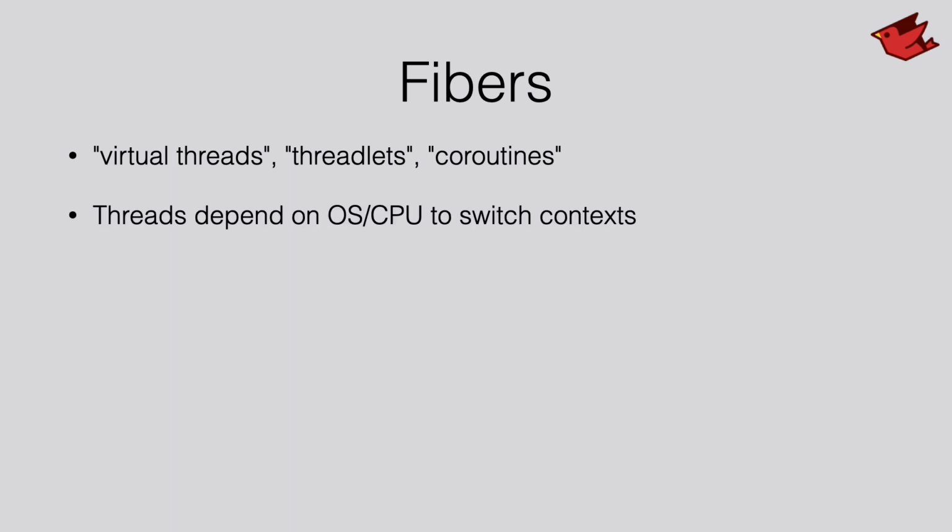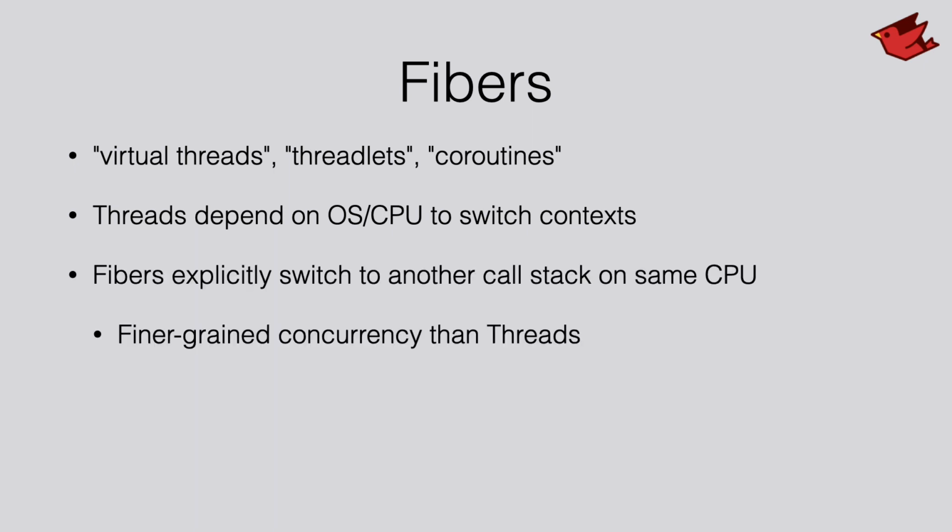Compare this with threads, which depend on the operating system to switch from one to the next. If a thread makes a network call and the data isn't ready, then the operating system needs to see that thread is blocked on I/O, take it off of the CPU and put another one there to get some work done. If you end up with a bunch of threads that are all blocked, nobody can get anywhere. Now, the difference with fibers is that we can explicitly switch to another microthread, to another call stack, without leaving the CPU, without the operating system even having to be involved. This allows us to have finer grained concurrency.